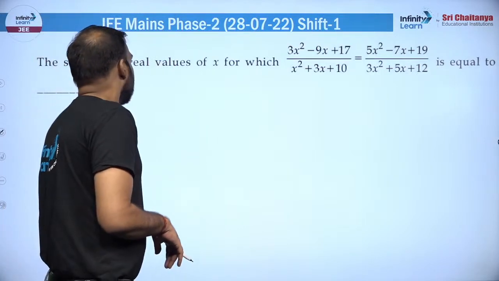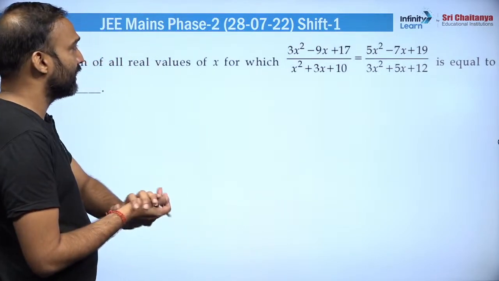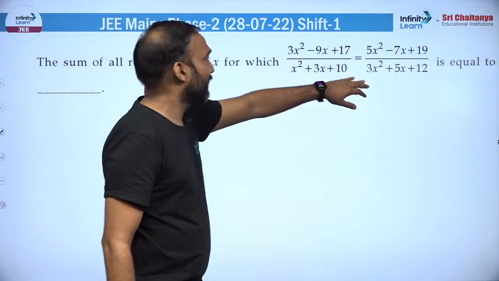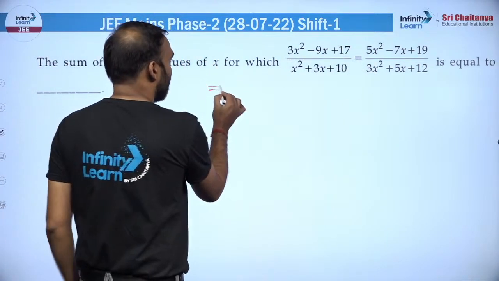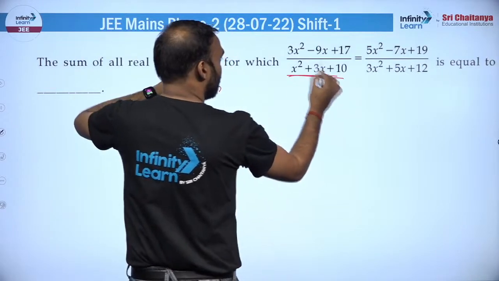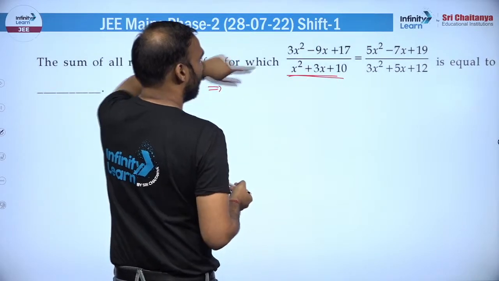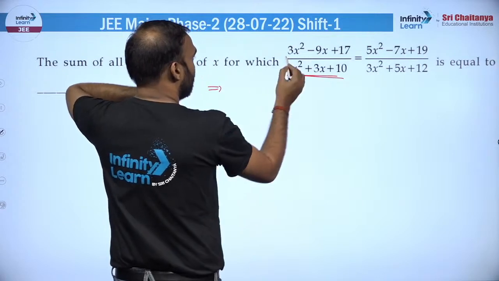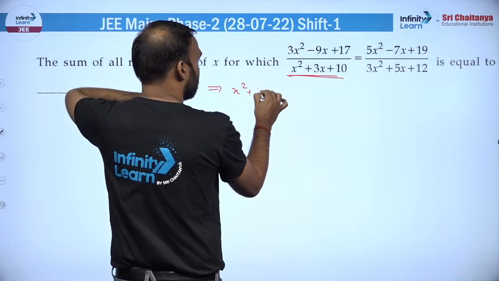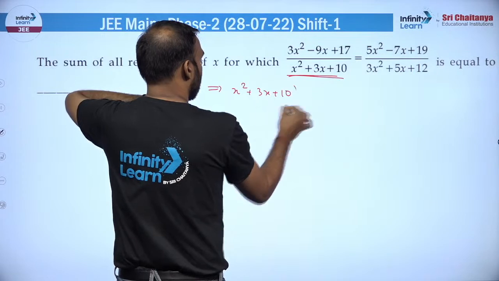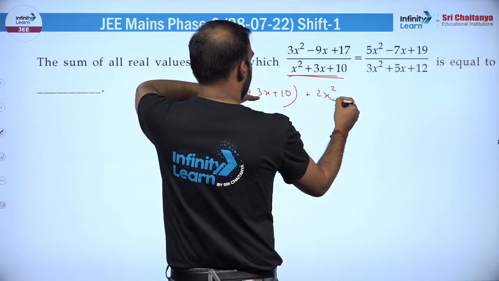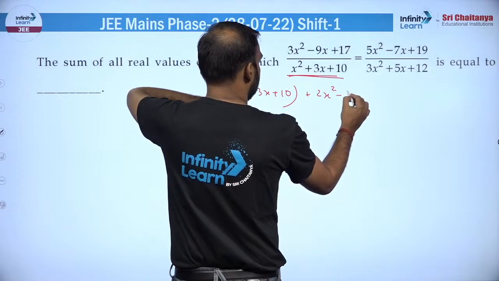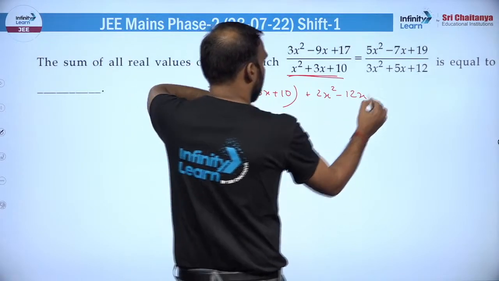Now the next question: the sum of real values of x for which this equation holds true. Either you can cross multiply, but if you cross multiply, it will consume time. Slightly observe. Form the denominator in the numerator. So I have 3x square, right? So I'll write this as x square plus 3x plus 10 plus how much is left? 2x square. I need minus 9. So this is plus. So I have minus 12x. I have plus 7.